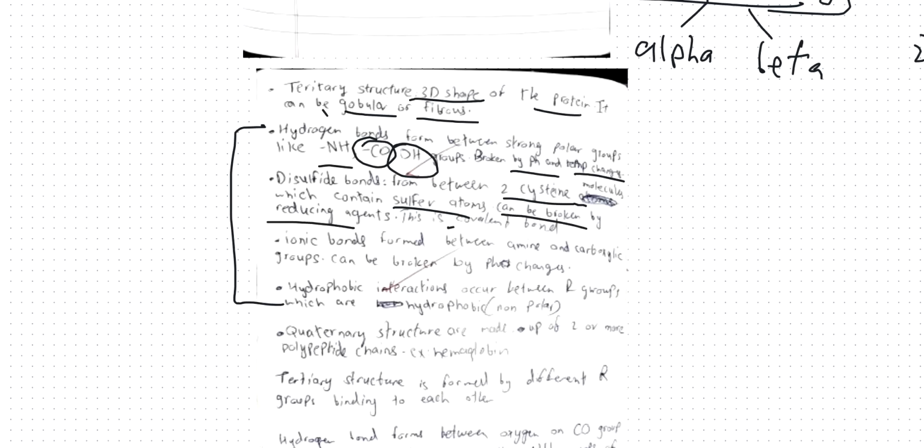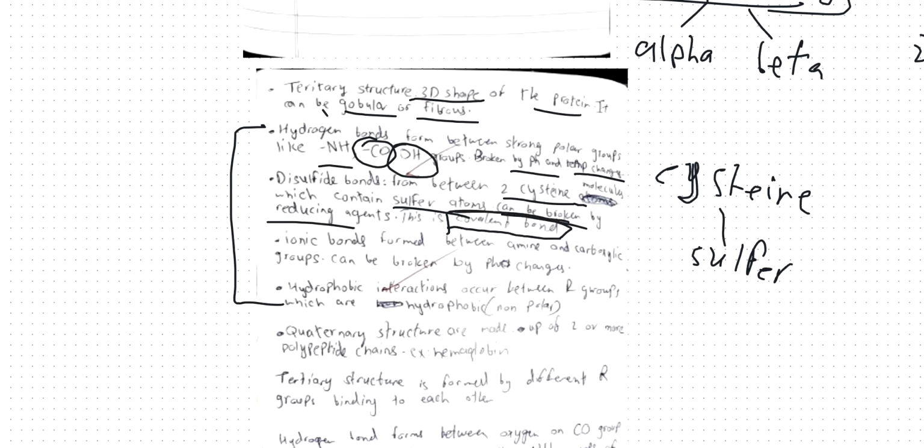Cysteine is basically an amino acid, like glycine. When cysteines have sulfur in them, the sulfurs can form bonds between each other, and that bond is a covalent bond. This can be broken down by reducing agents. Disulfides can be broken by reducing agents. Hydrogen bonds can be broken by pH or temperature changes.